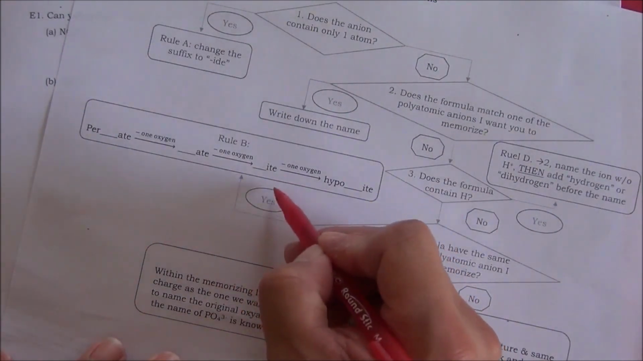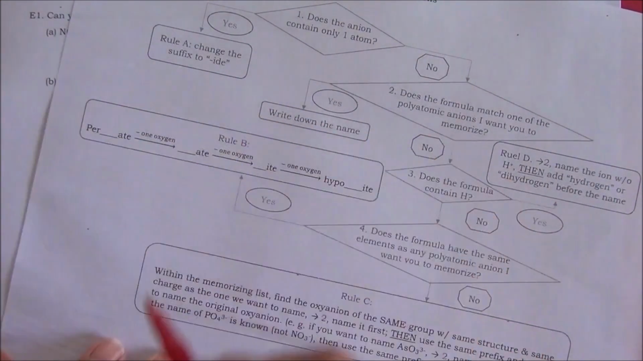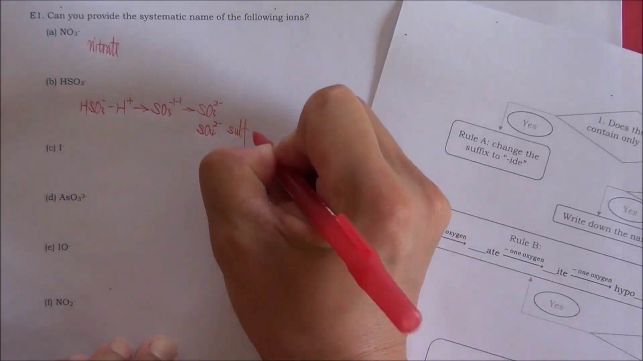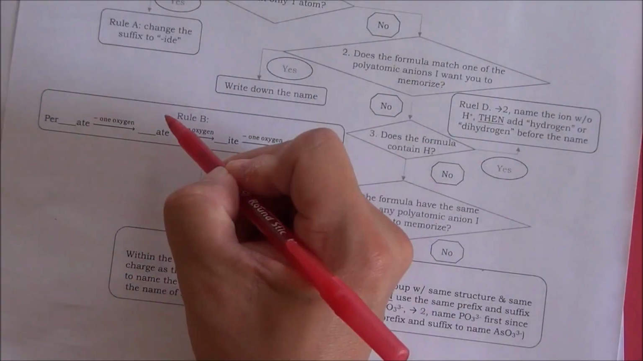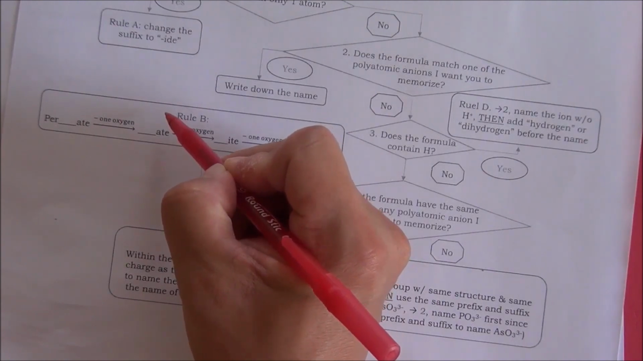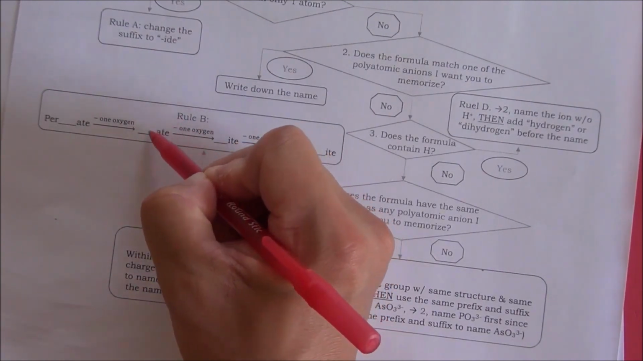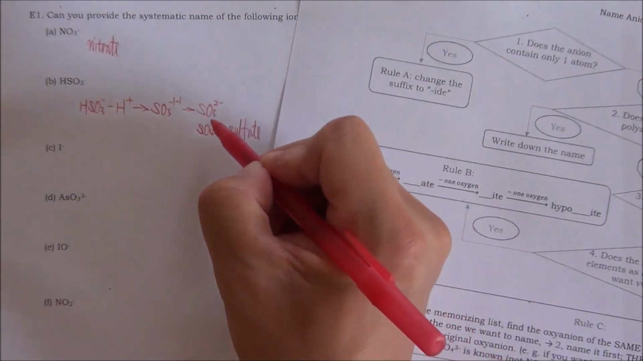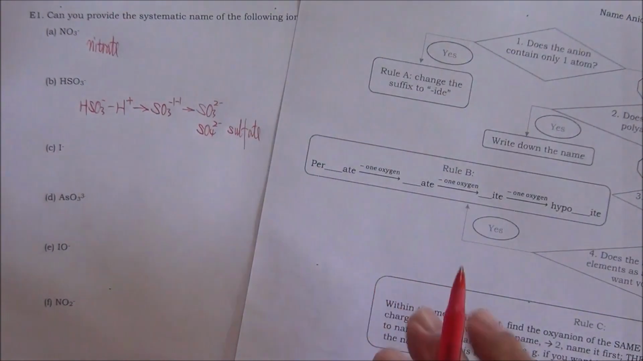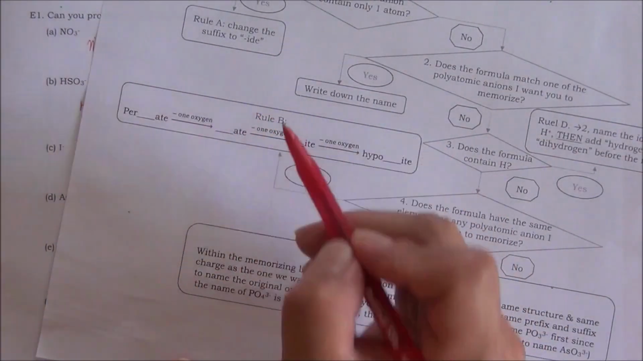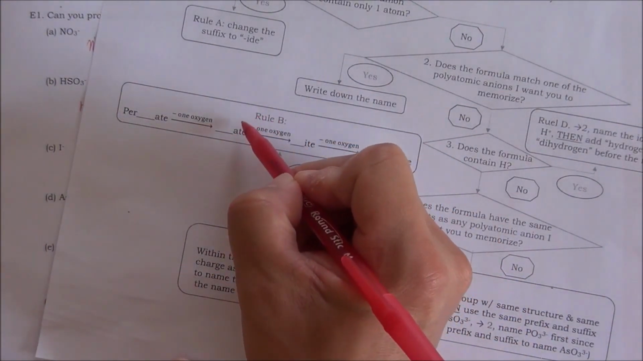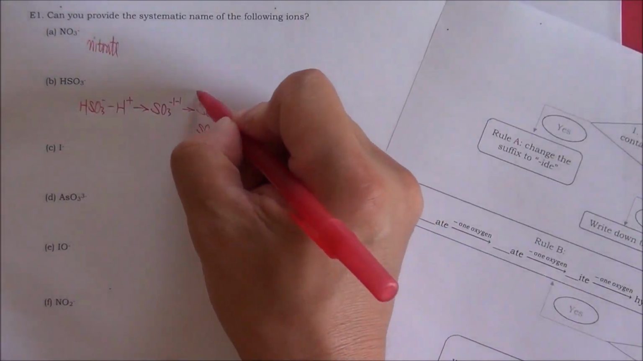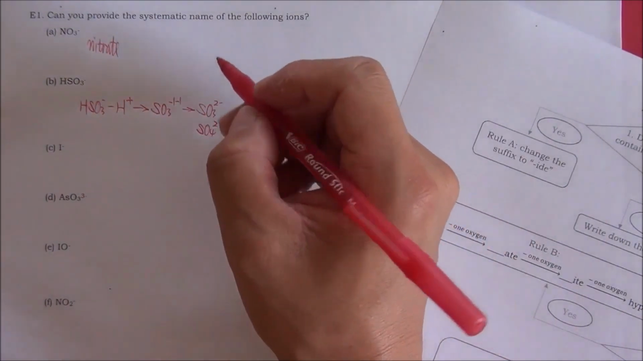The answer is yes. We need to go to this box to find the answer for the name of SO3 2-. We are in this box. SO4 2- has the name sulfate. The suffix is ate, and it has no prefix. SO3 2- has one less oxygen atom than SO4 2-. According to this rule, we need to change the suffix from ate to ite. Therefore, the name of SO3 2- is called sulfide.